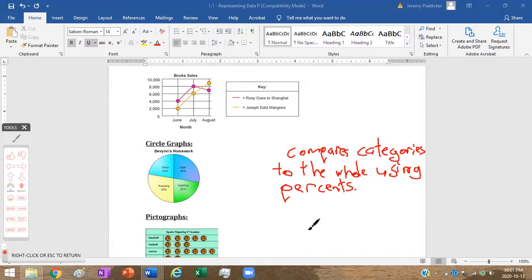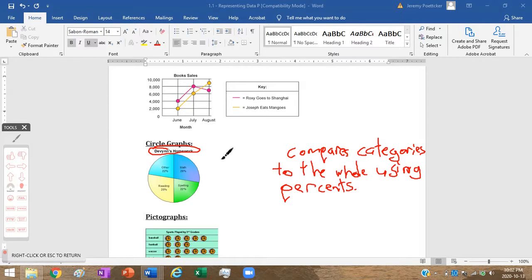All right, so here we've got the whole is all of Devon's homework. And Devon, spelled that way, I would guess is a she, spends roughly 28% of her time doing math, 28% of her time doing reading, 22% learning about spelling, and 22% doing other things. So we're finding out that she spends more time doing math and reading than spelling or other stuff.